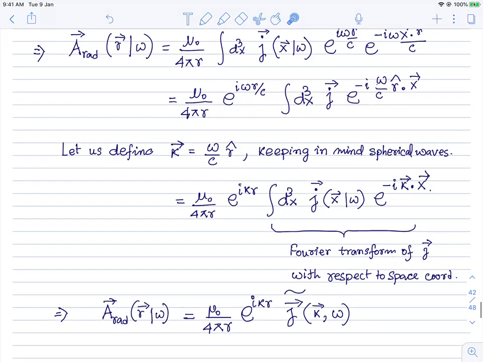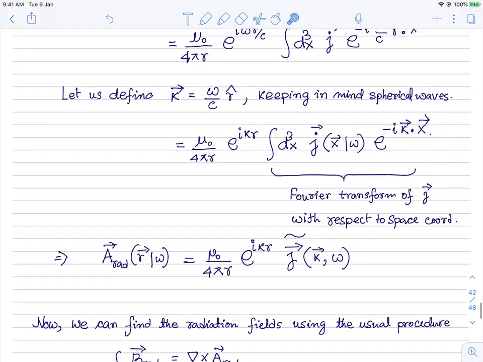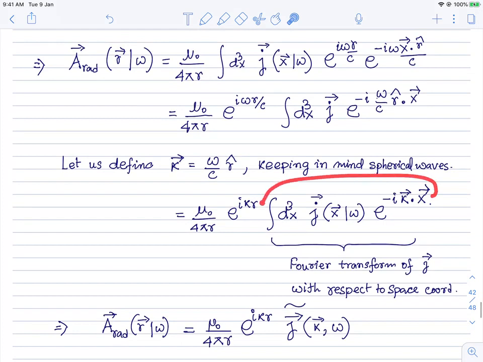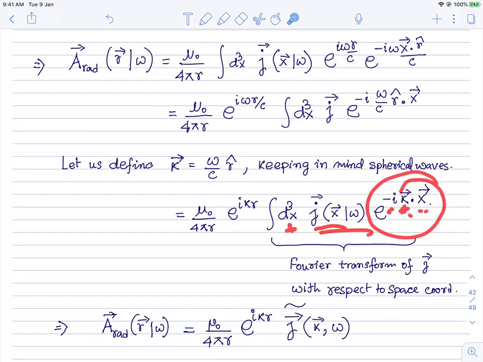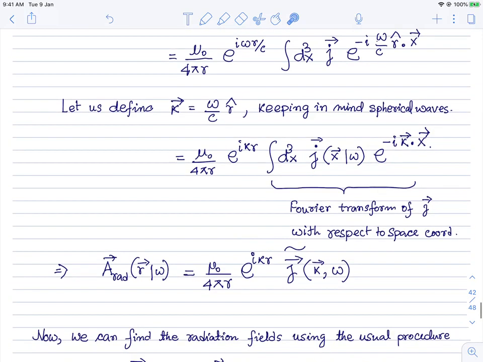So the x integral remains, but you see, this object that we have ended up with is now the Fourier transform with respect to x also, because this is e to the power minus i k dot r d cube x. So this is just the Fourier transform with respect to the x variable, which I'm denoting by a tilde of j. So it is now a function of k and omega. If we evaluate it, we'll get the Fourier transform of j.